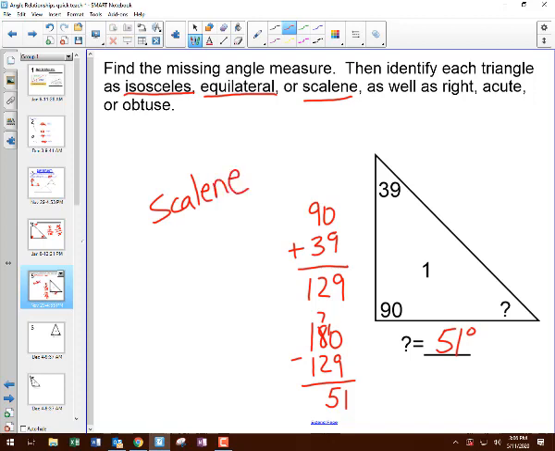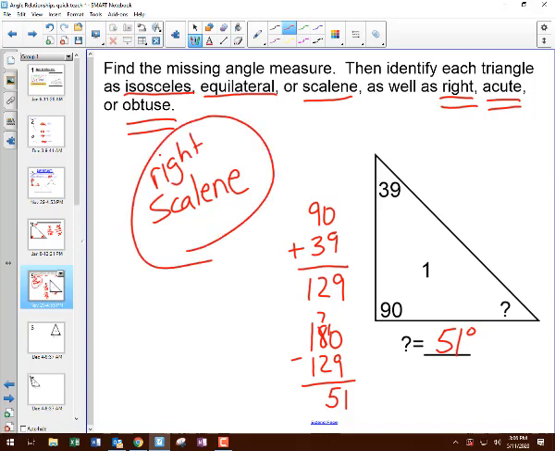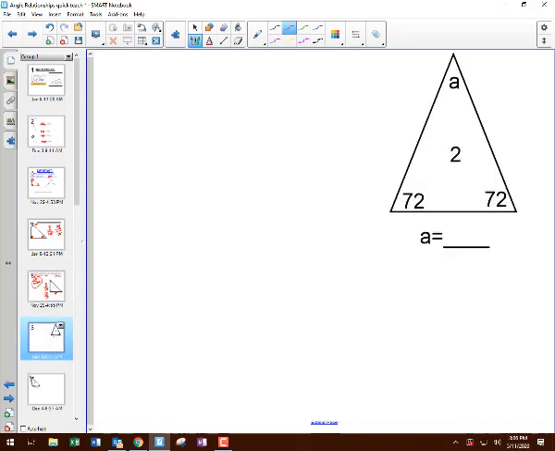And for the classification referring to the angles here, what do you see in that triangle down there? If you see a right angle, then it automatically is a right triangle. So this one is actually a right scalene triangle. Okay? Done and moving on.